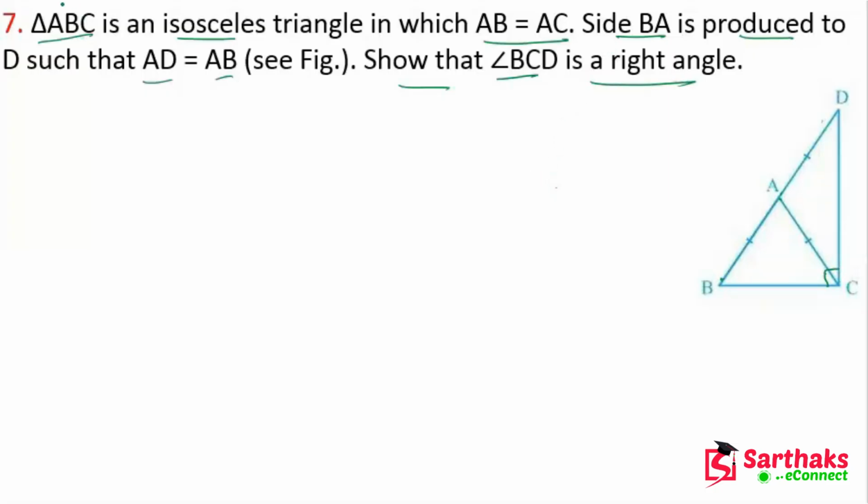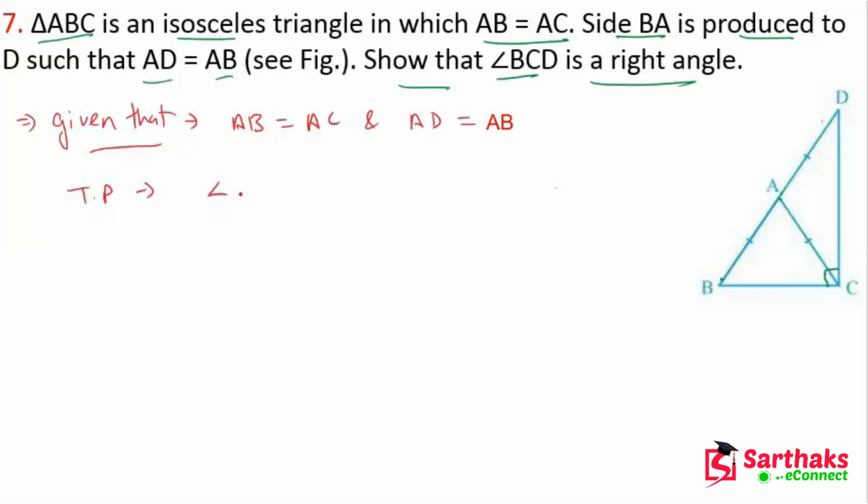Now, it is given that AB equals AC, and AD equals AB, and we have to prove that angle BCD is a right angle. So let's start.